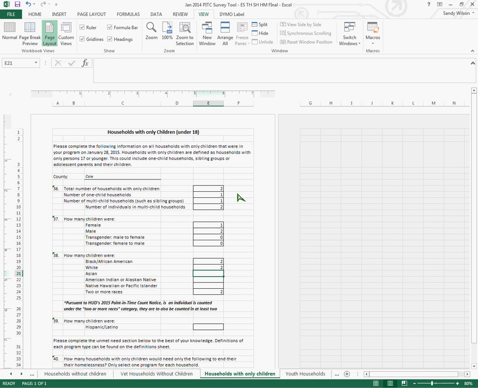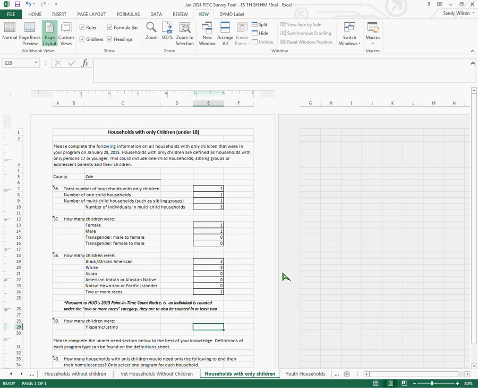Just for me, it makes it easier to enter the numbers, and then realize that I now have to look at the single individual that I have left and what their race is. In this example, that individual was white. So I'm going to add my 1 to the 2 and make 3 in there. And I did not have any in the other categories. Okay? If you have any questions on this section, don't hesitate to call us.